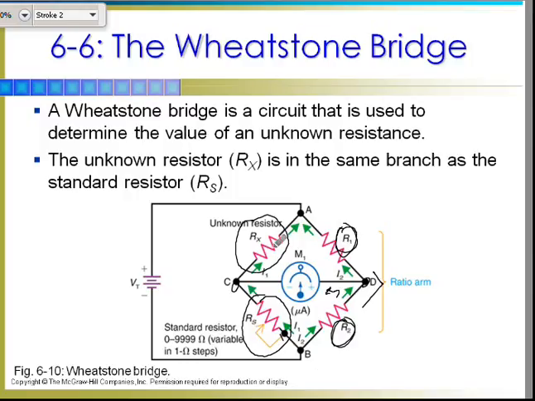So you've got your unknown resistor, you have your variable resistor. You then adjust your variable resistor until the galvanometer reaches a null point, meaning there is no longer a potential difference between point C and point D. If there's no potential difference, there's no current flow.